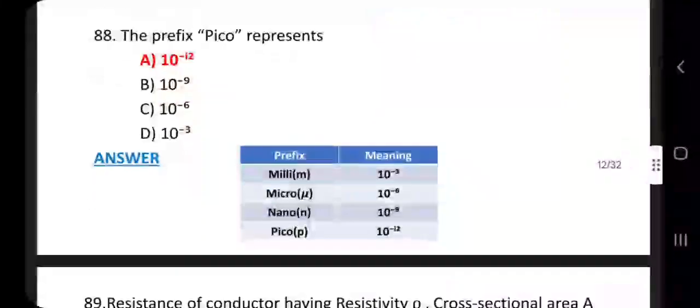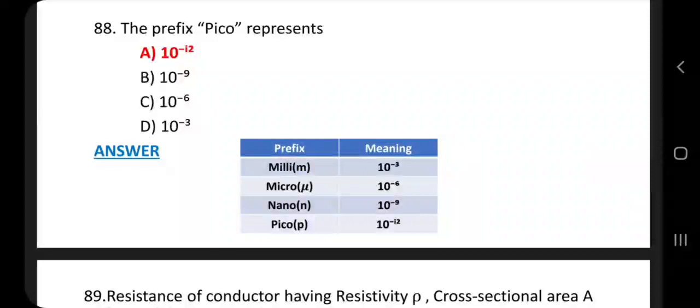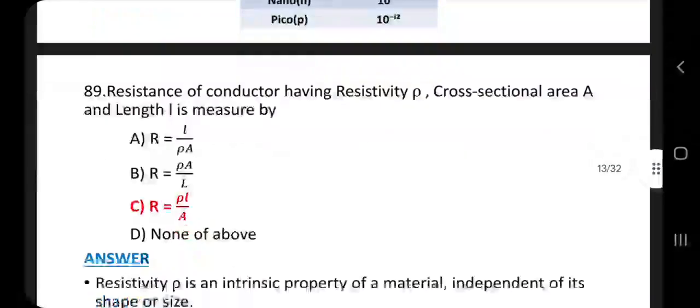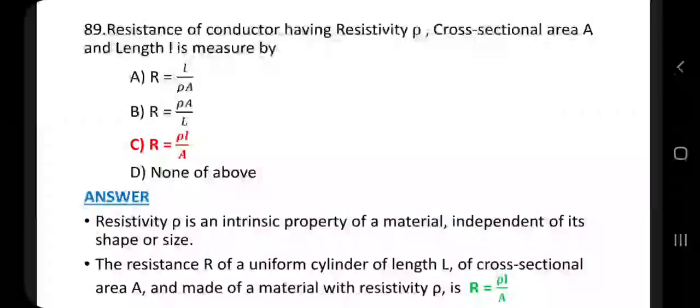Question number 88. The prefix pico represents. Answer is option A, 10 raised to minus 12. Just look at this note. The prefix and its meaning. Milli, m means 10 raised to minus 3. Micro, mu means 10 raised to minus 6. And nano, n means 10 raised to minus 9. And pico, p means 10 raised to minus 12. Question number 89. Resistance of conductor having resistivity ρ, cross-sectional area A and length L is measured by. Answer is option C, R equal to rho L by A.